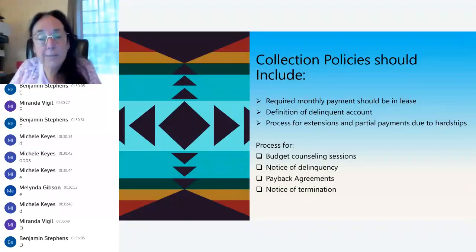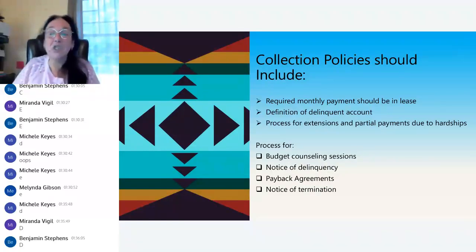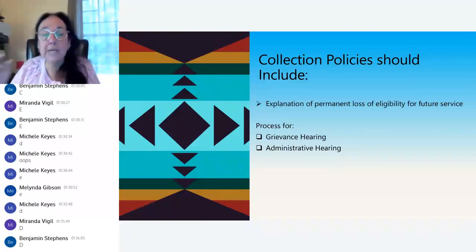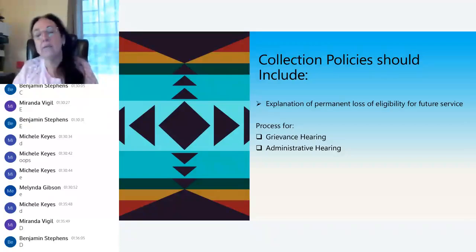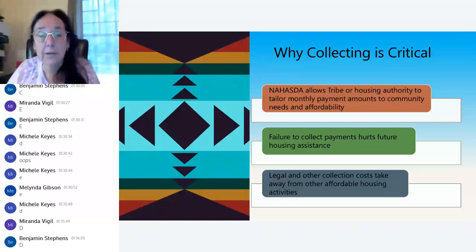Required monthly payments should be in the lease, along with the definition of what a delinquent account is, the process for an extension and partial payment due to hardship, the process for budget counseling, notice of delinquency, payback agreements, and the notice of termination. Also include an explanation of a permanent loss of eligibility for future services. If you owed us money or the utility authority, we were not allowed to help you with anything. Not allowed to take an application until it was paid in full. And include the process for a grievance hearing and administrative hearing.